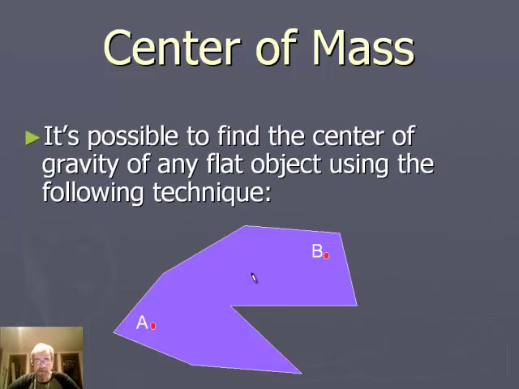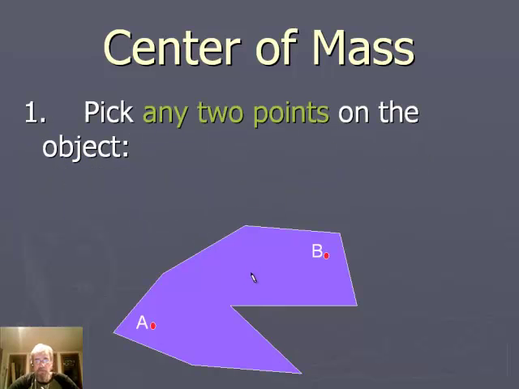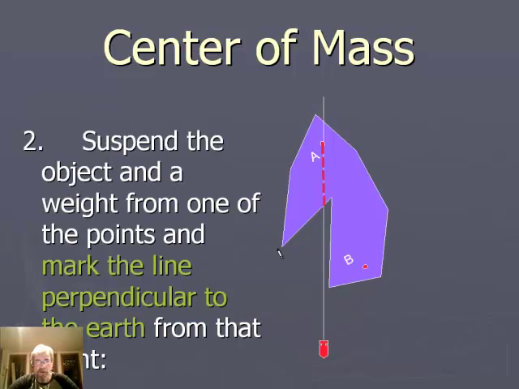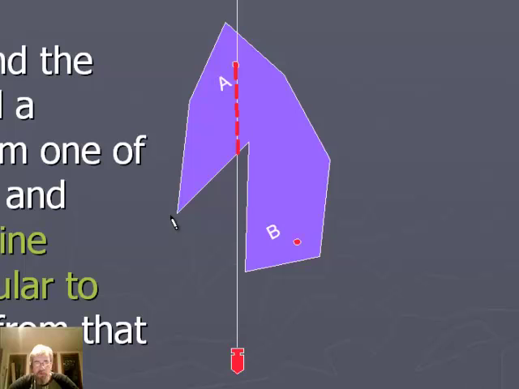Other than doing it with geometry or calculus, if you have a flat object, you can also use a measurement technique to actually find this. Here's how it works. The first thing you do is pick any two points on the object, it doesn't matter which. I've labeled them A and B here. First of all, you suspend the object along with a weight from one of the points, and the object will swing, and the weight will hang straight down towards the center of the earth. Well, you mark that line.